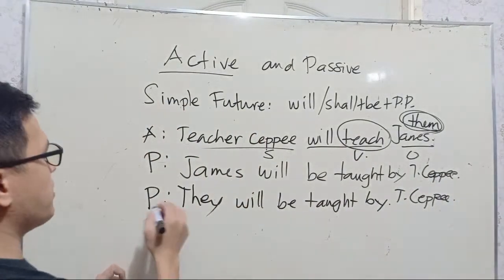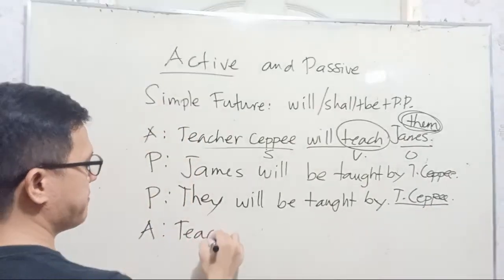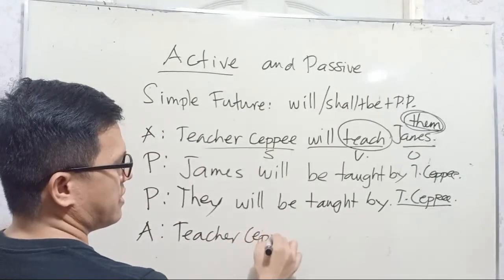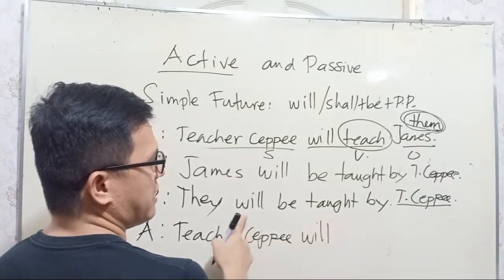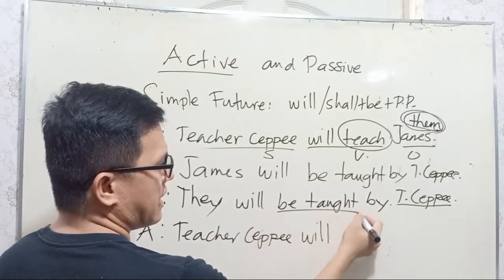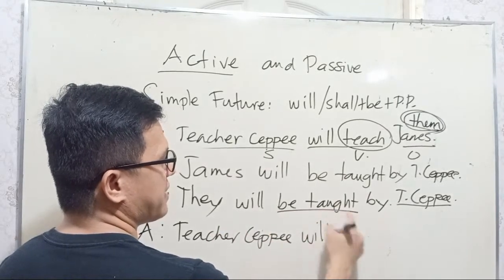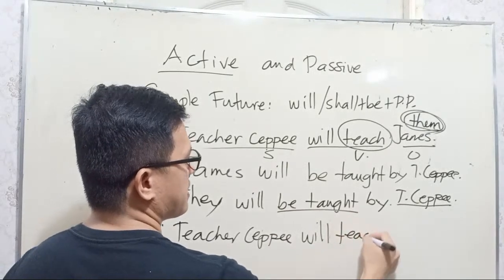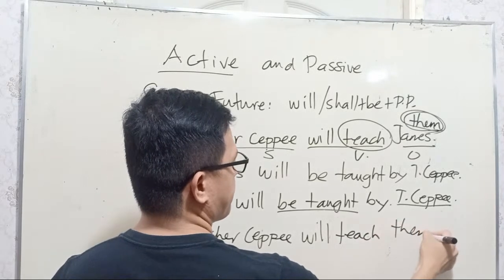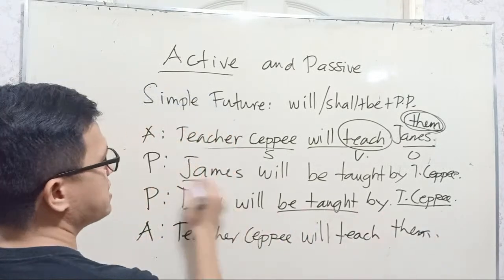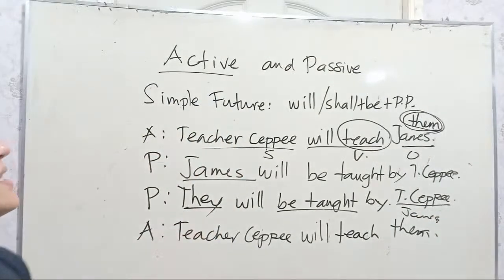Changing this one back to active again. So this one, Teacher Seppi will, this is future, and then since this one is passive form, the base form of this: will teach. Will teach them, or James, you can say that one, James. So that's the simple future.